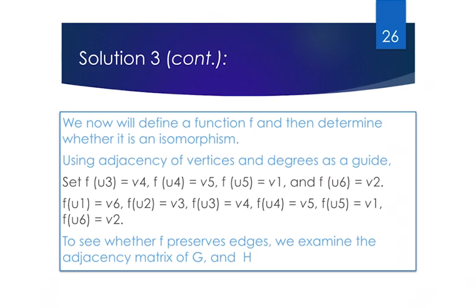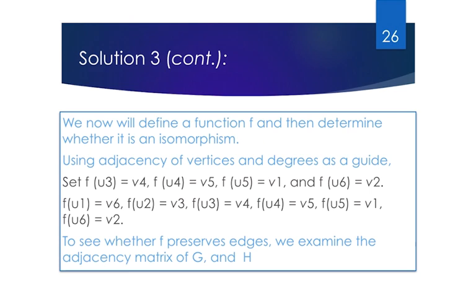Because G and H agree with respect to these invariants, we could now find a function f that preserves adjacency and non-adjacency, to find out whether they are isomorphic or not. We will now define a function f and then determine whether it is an isomorphism.